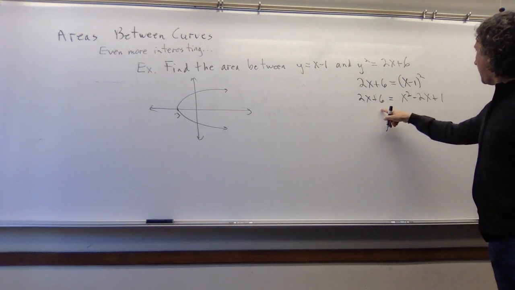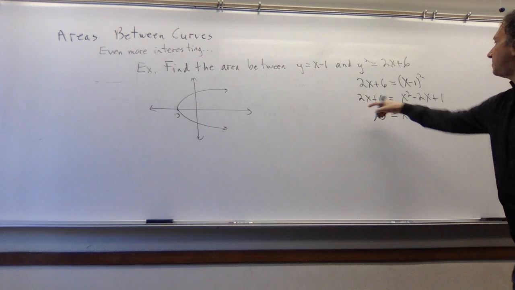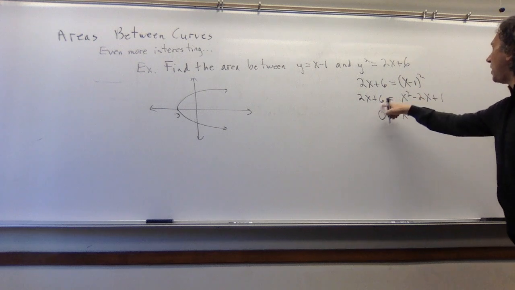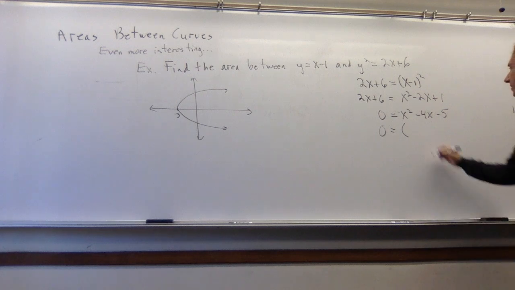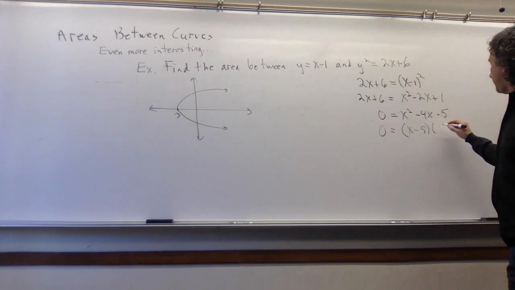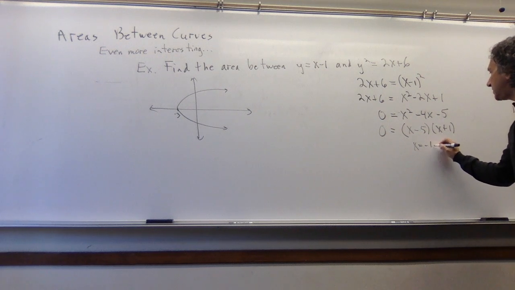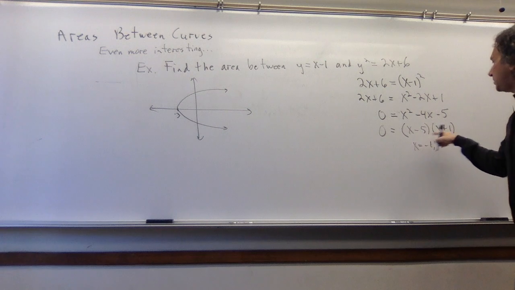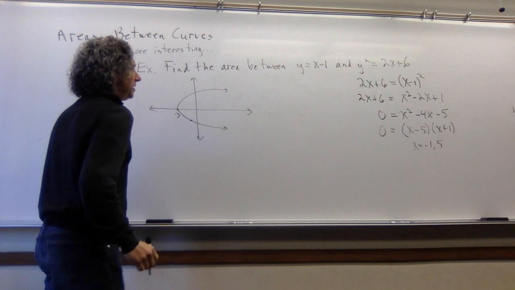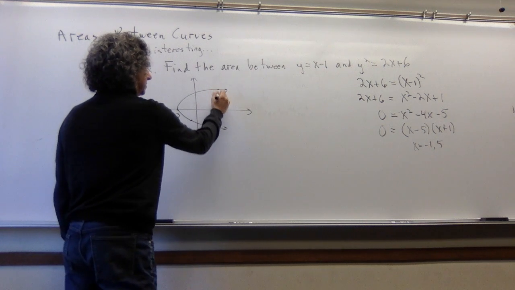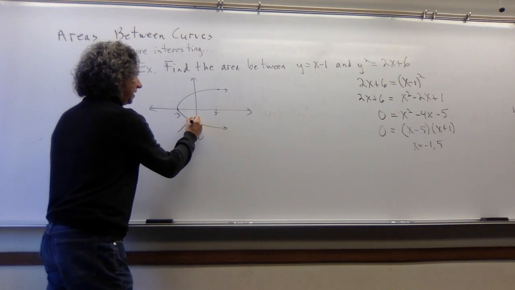I could then bring everybody to one side. So let's see, x squared minus 2x is minus 4x. 1 minus 6 is minus 5. And it looks like x minus 5 and x plus 1 will do the trick. So x equals -1 and 5. Those are the 2 points where this guy is going to intersect. So -1 and 5. We call this 5. So it's going to look something like this.